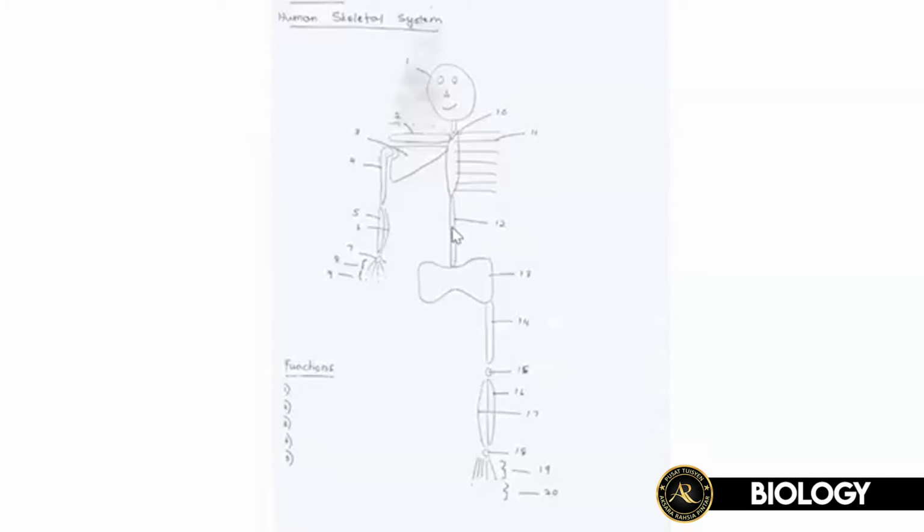Number twelve over here is your backbone, which is known as vertebrae. Your sternum and your vertebrae are connected by a cage-structured bone. We call them rib cage. There are 12 pairs of rib cage, and all 12 pairs are attached to your vertebrae. But to your sternum, only 10 pairs are attached. 2 pairs are not attached to your sternum, and they are known as floating ribs.